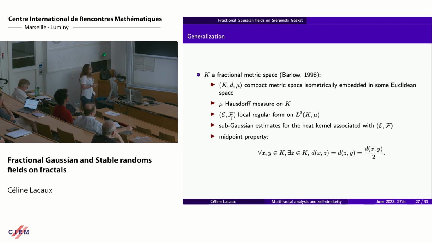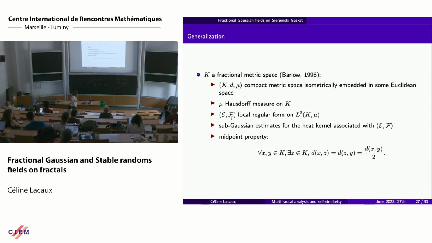As soon as you take x and y in K, you can find some z between the two, in some sense, such that the distance between x and z and between z and y is 1/2 of the distance between x and y. Okay, so that just means that you have other examples that work.